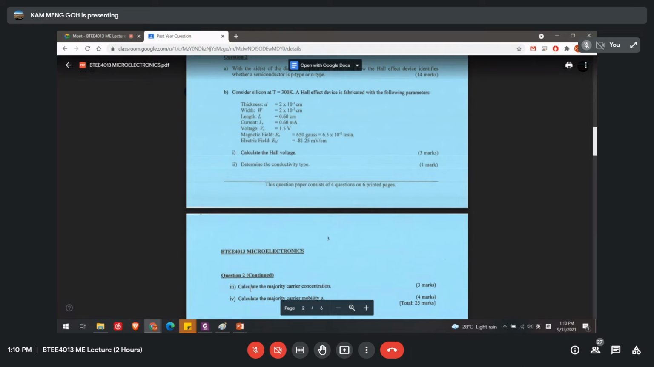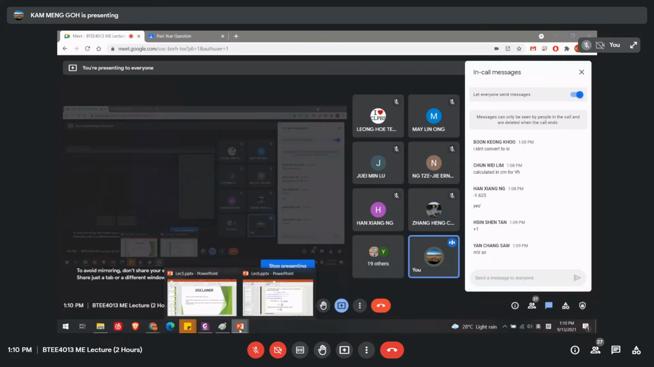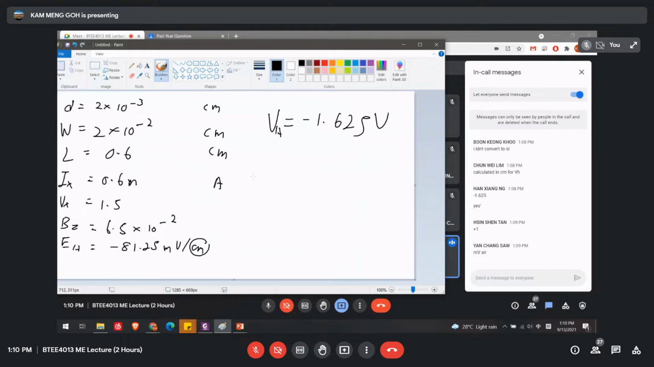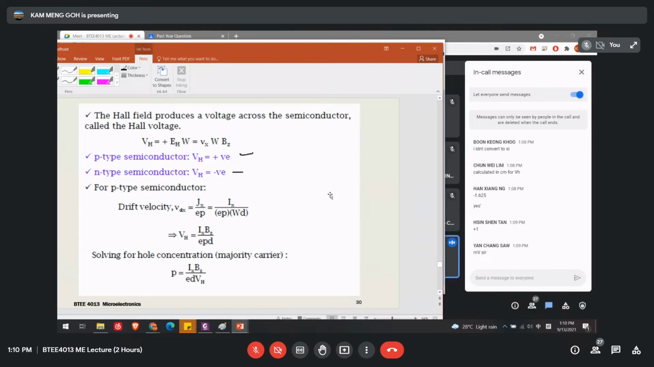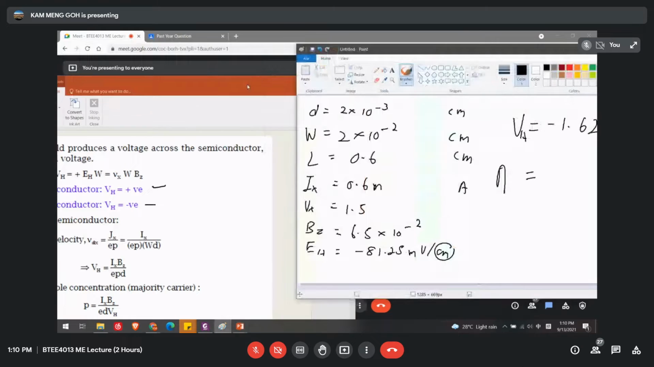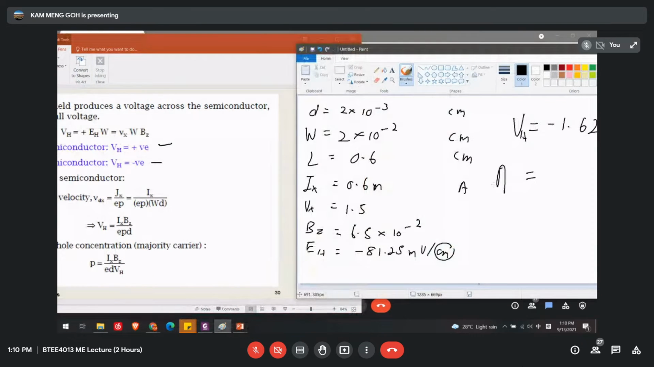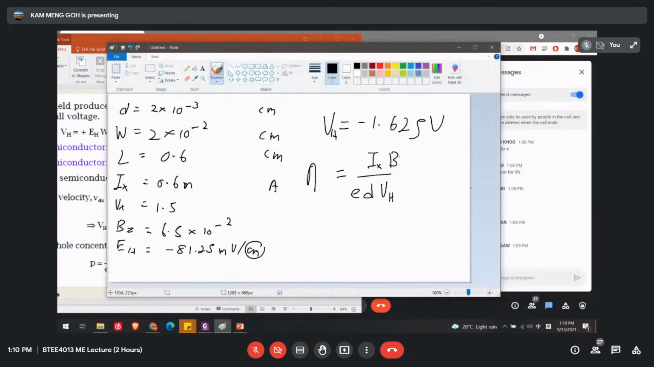And then you are asked to calculate the majority carrier concentration. What is the majority carrier concentration? In this case, we know that this is a negative value, so we know that this is an n-type semiconductor. We are going to calculate the electron concentration. In order to do so, you need to use the right formula, which is this: Ix, B, e, d, and also the VH. Also, don't forget, everything must be converted into SI units, including this EH.